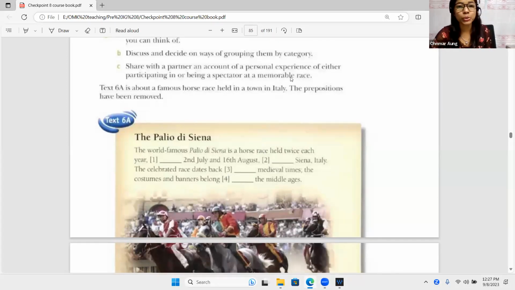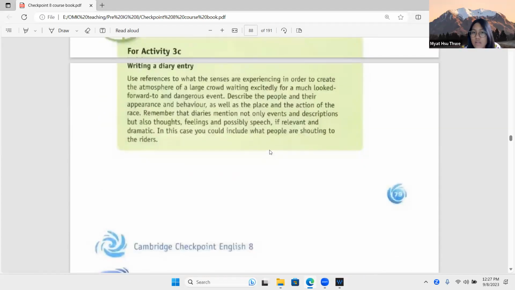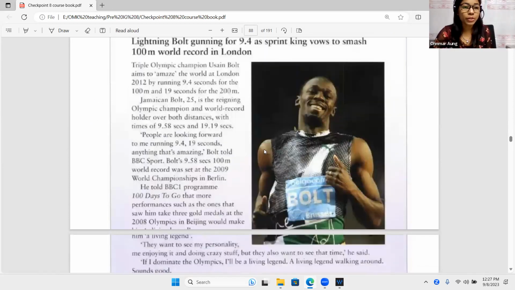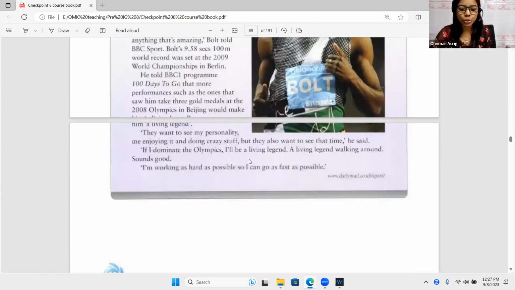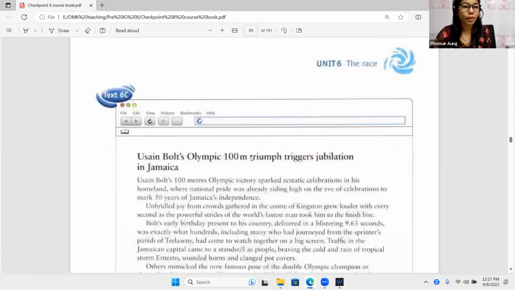So how do you understand trigger? Cause. Is it cause? Yes, causes. So it doesn't have a direct meaning, right? Triggers jubilation. You should highlight the word jubilation. How do you understand jubilation? Great feeling, happiness. A feeling of great happiness. Jubilation. A feeling of great happiness. Where is it? In Jamaica.